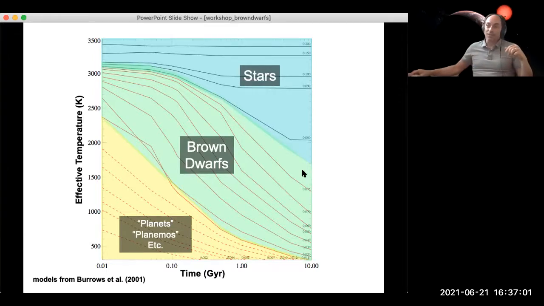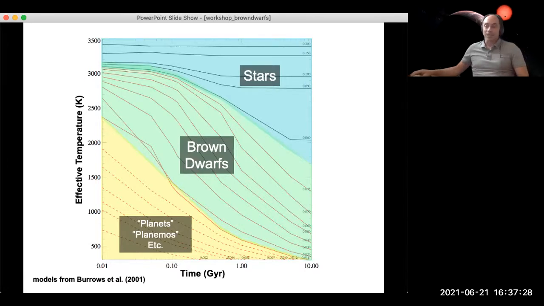In any case, all of the objects, either yellow or green here, share the same property in that they aren't in thermal equilibrium because they cannot fuse hydrogen for their lifetimes. They are out of balance, and so they just continually cool over that entire period. This is very different from stars that sit on that main sequence point and just stay there for billions of years. These objects never sit still.